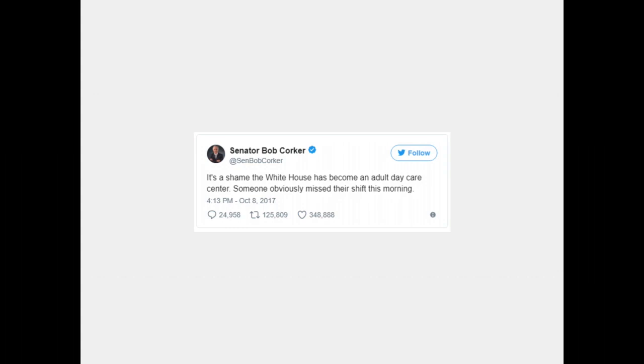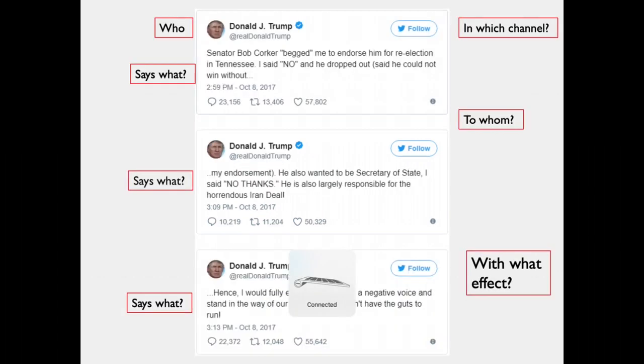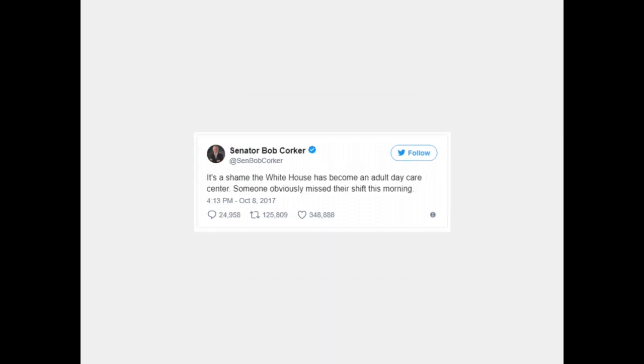If we compare that nearly 126,000 retweets and nearly 349,000 likes with Trump's tweets, and if we go back to here, 50,000, 50,000, 55 for the likes, and 13, 11 and 12 for the retweets, this would lead us to believe that certainly within the world of Twitter, Bob Corker's response was far more popular than Donald Trump's original tweets.